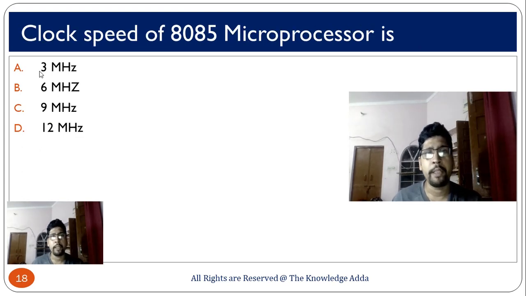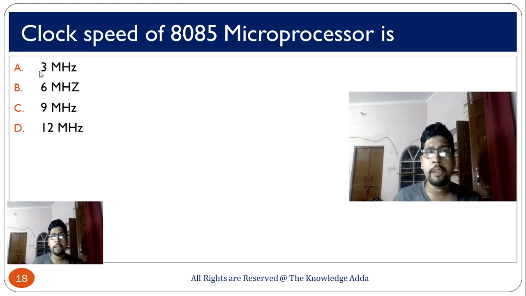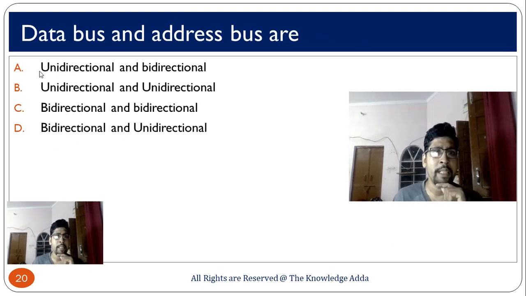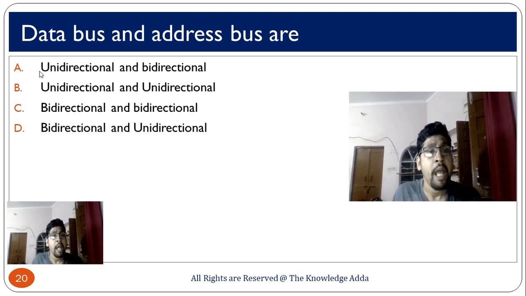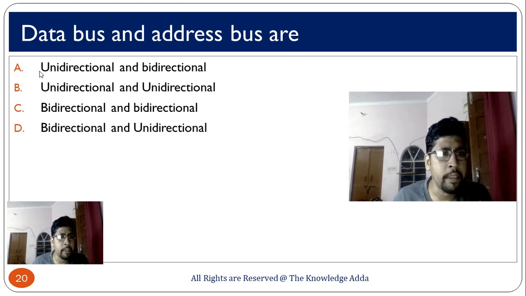Clock speed of the 8085 microprocessor is, so when we are talking about the 8085 microprocessor, it operates on 3 megahertz frequency. So in this case option A is correct, but when you are talking about the 8086 microprocessor, in that case the frequency or clock speed can be 3 megahertz to 6 megahertz. Now, data bus and address bus are, so the data bus works in both directions, which means the data bus is bidirectional, and the address bus works in one direction, which means the address bus is unidirectional. So in this case your D option is correct.